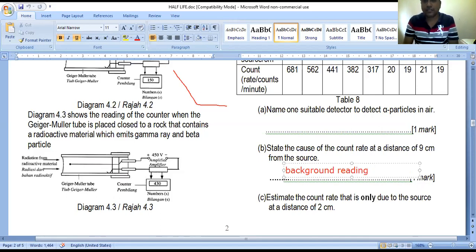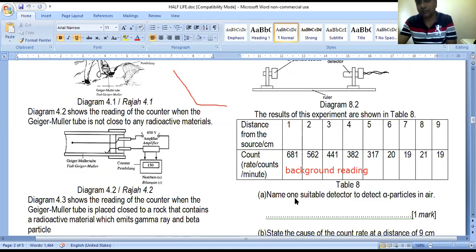Now estimate the count rate that is only due to the source at the distance of 2 cm. At 2 cm, this is 562. 562 is actually the reading of the source plus the background, so you have to minus the background. How to minus? You add everything and take the average, divide by 4.